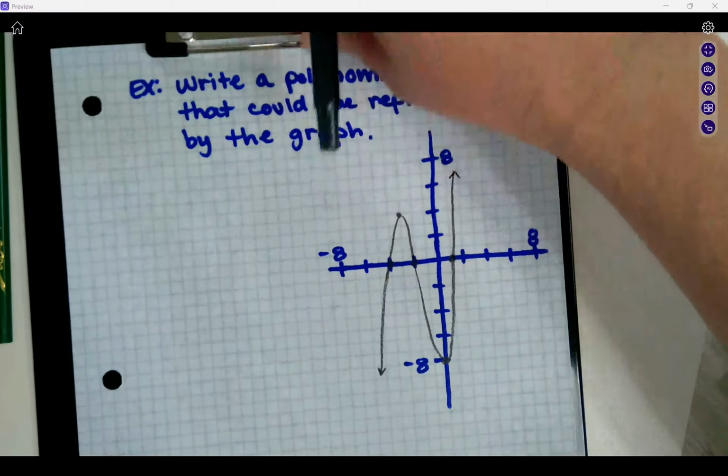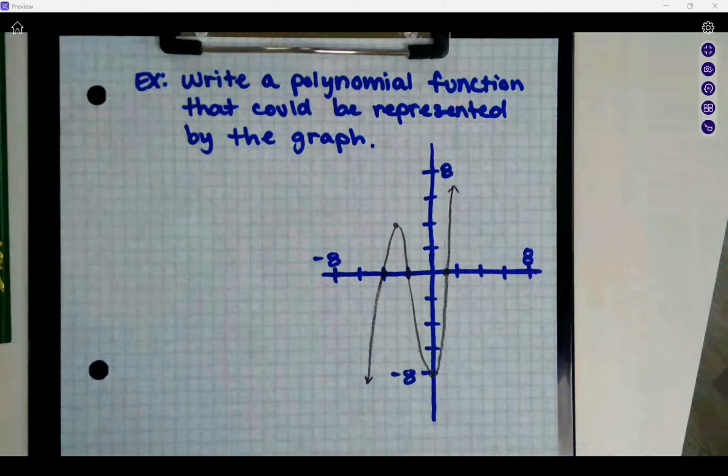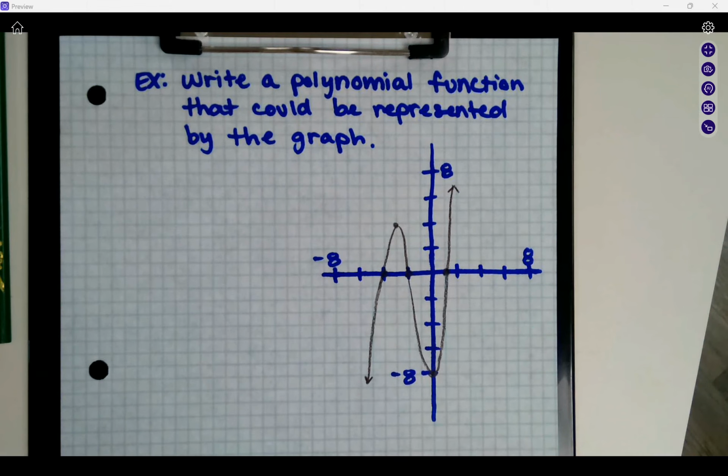Let's look at writing a polynomial function that could be represented by a given graph. So this is a little bit different, and forgive my graphing skills. I did this free-handed. It's a little rough. But anyhow, looking at this graph, I want to go ahead and first list out my zeros.